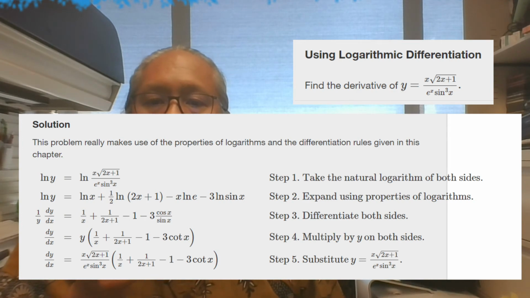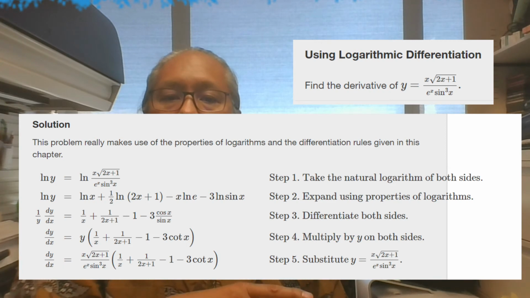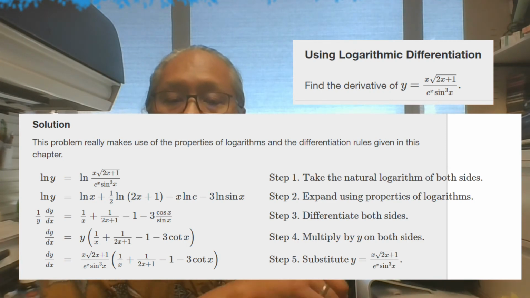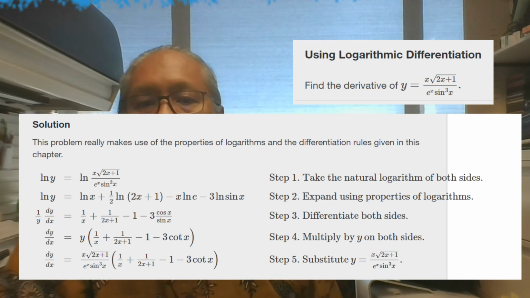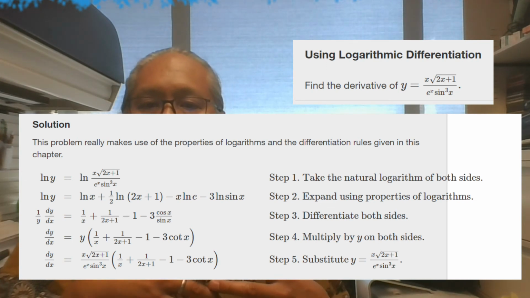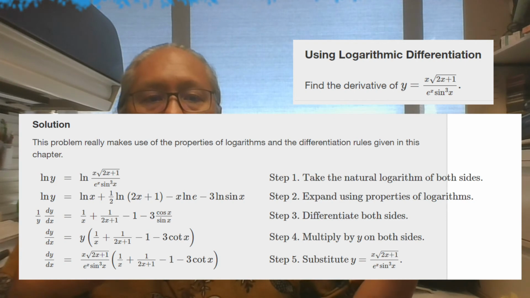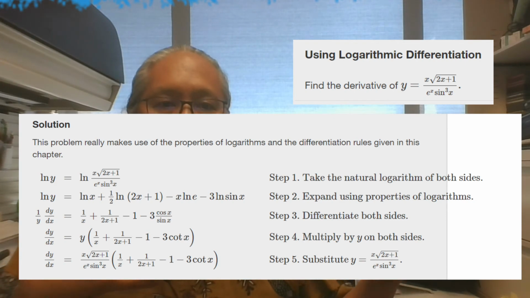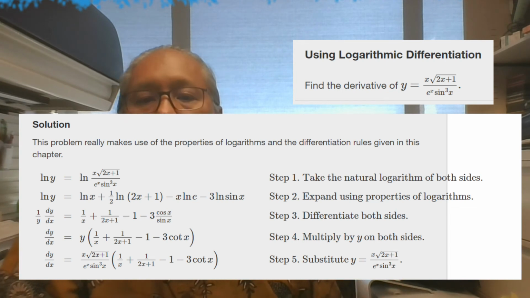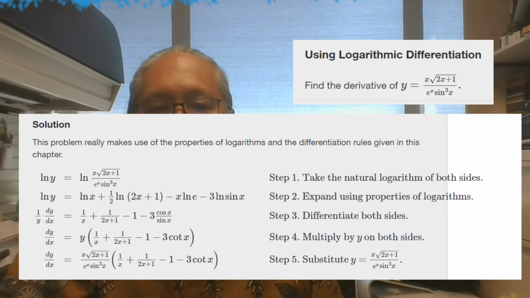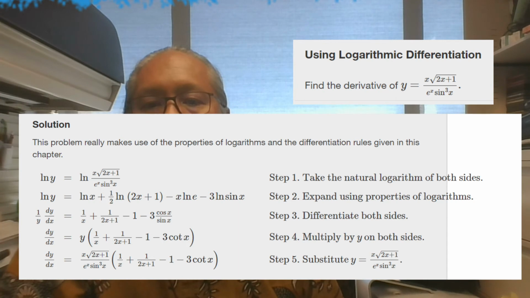Now look at the second step. When you expand the right hand side, you have the ln of x plus 1/2 ln of something minus x times ln of e, which you could do or not do, and then minus again. So you've changed this original problem with a bunch of products and quotients into a bunch of addition and subtraction.